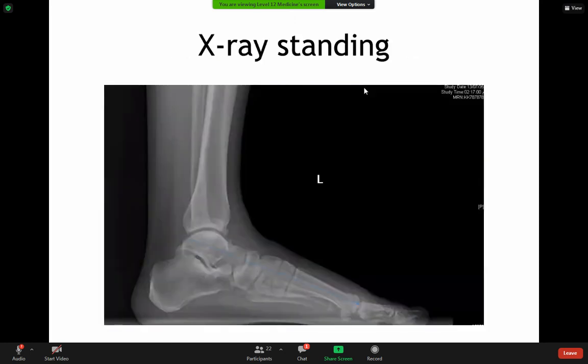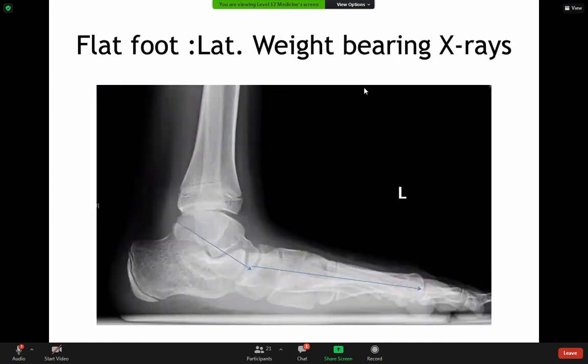Here is an X-ray, standing. We always want the X-ray standing to assess foot deformities. You can see we draw a line through, the blue line through the longitudinal axis of the talus and through the metatarsals, and it should be a straight line in normal feet. If you have this kind of break in the line with loss of arch, this is what a flatfoot X-ray looks like.